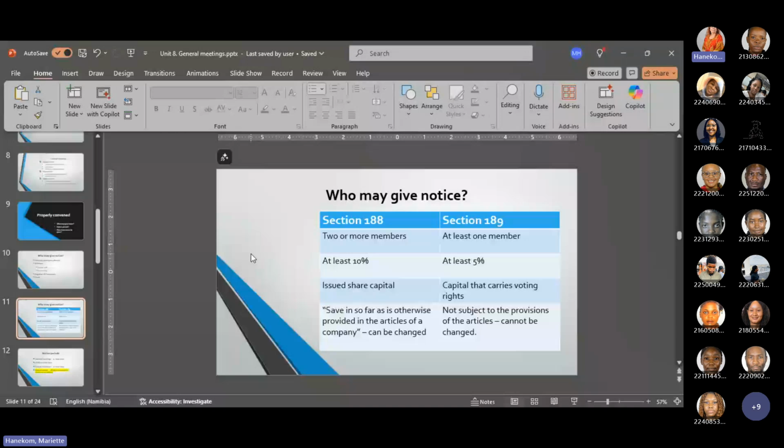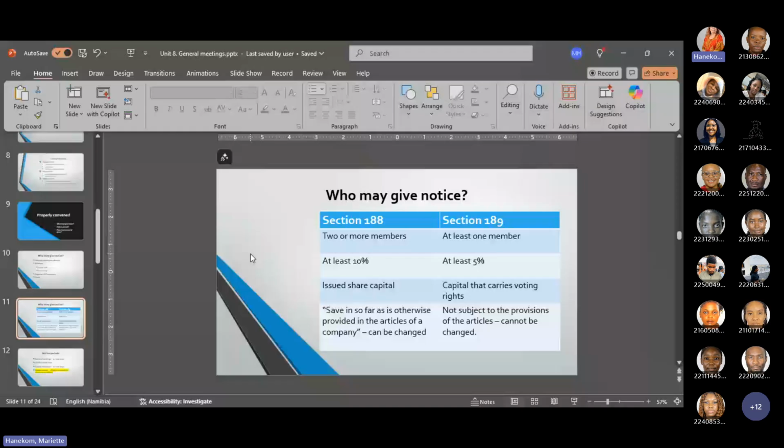Section 188 provides that a meeting may be called by two or more shareholders who together hold at least 10% of the issued share capital of the company. Two or more members holding at least 10% of the issued share capital of the company. Section 188 also contains the provision which reads as follows. It says, save insofar as otherwise provided in the articles of the company.